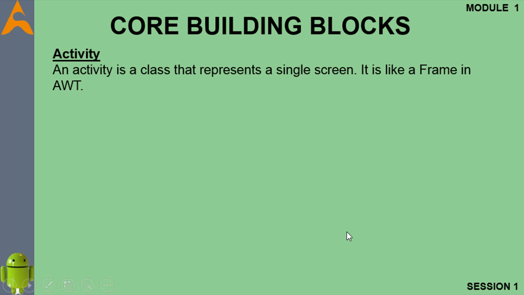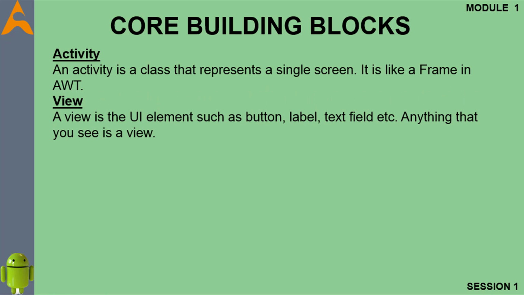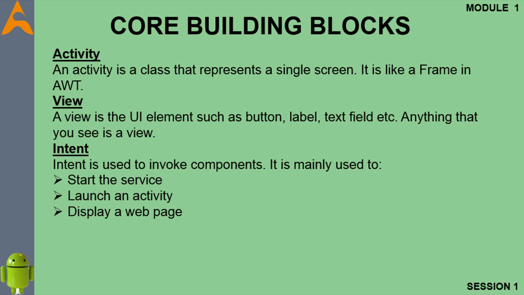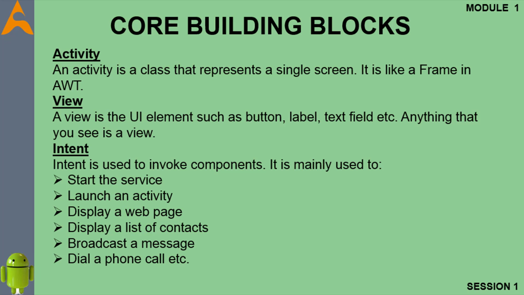Activity. An activity is a class that represents a single screen. It is like a frame in AWT. View. A view is a UI element such as a button, label, text field, etc. Anything that you see is a view. Intent. Intent is used to invoke components. It is mainly used to start a service, launch an activity, display a web page, display a list of contacts, broadcast a message, dial a phone call, etc.